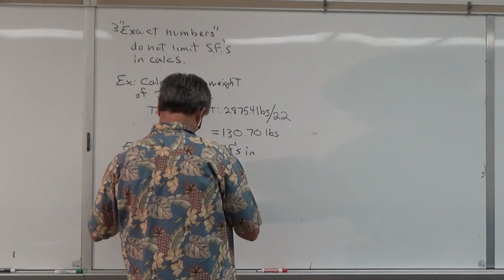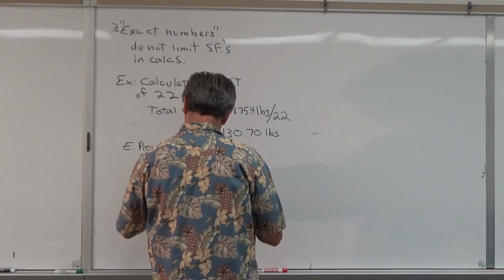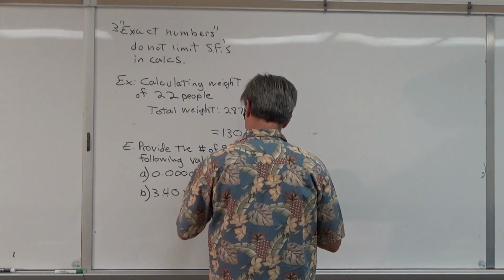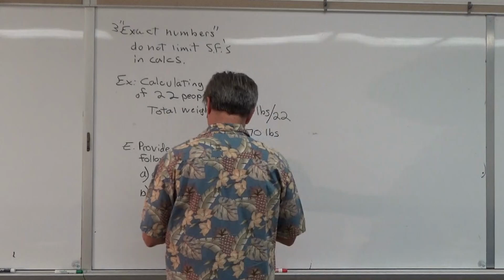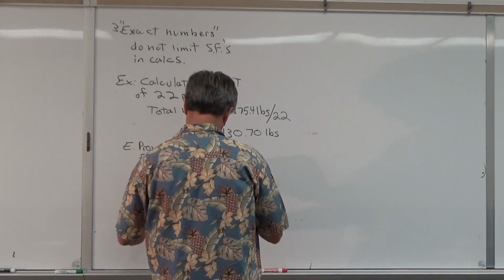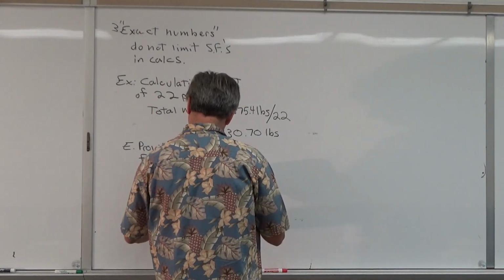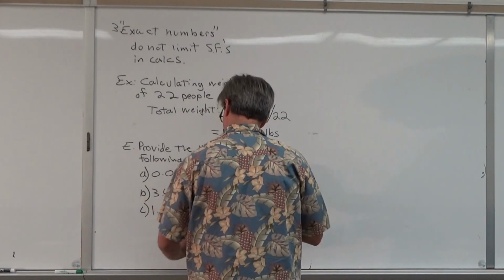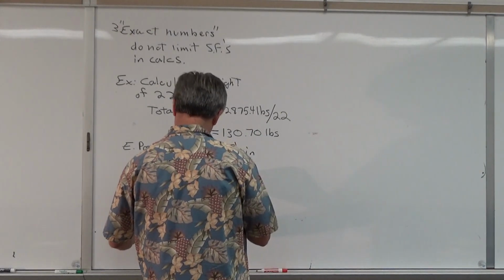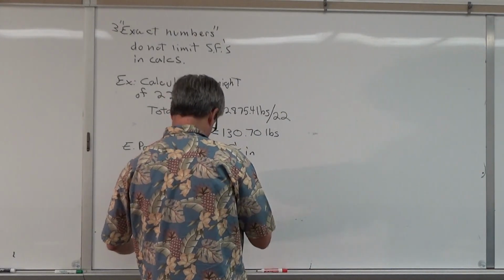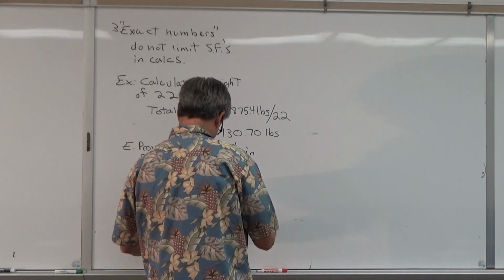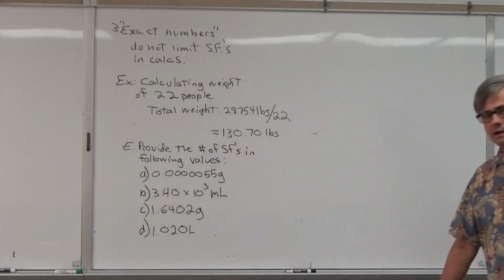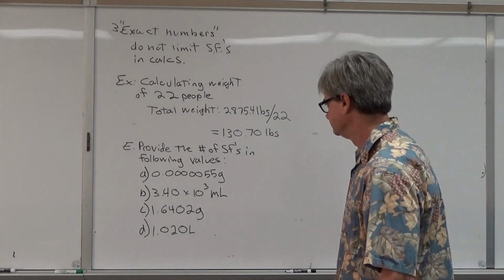And here is one in scientific notation, 3.40 times 10 to the third milliliters. C is 1.6402 grams. D is 1.020 liters. Pause. Try it.